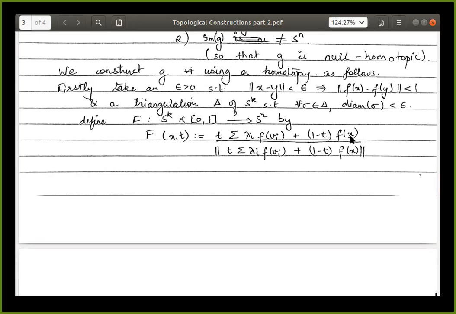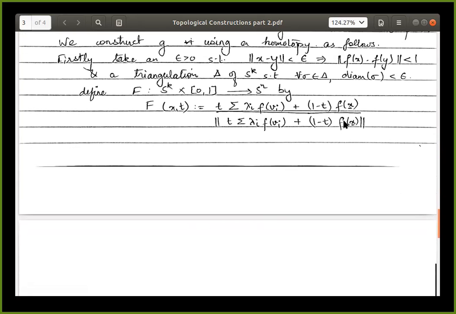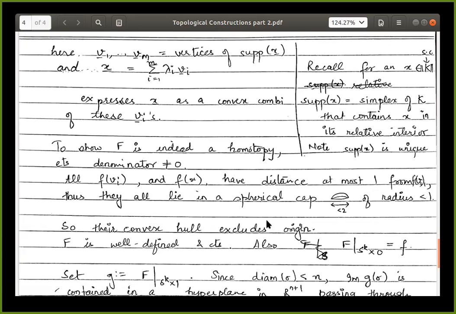But before that, we have to say why this is indeed a homotopy. We just know that as of now it is some map. It may not even be a well-defined map. To see all that, we need to show that this denominator does not vanish. And once we know that this does not vanish, these being all continuous maps and the other being linear combinations, will tell us that this entire function is going to be well defined as well as continuous. So to show that F is a homotopy, we need to show that the denominator is non-zero.